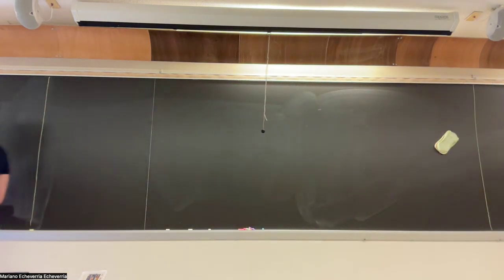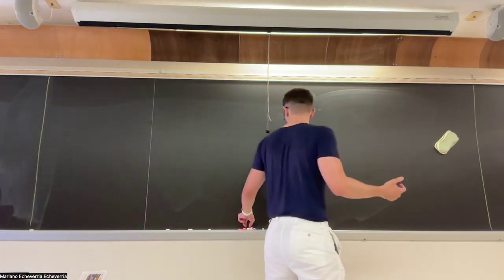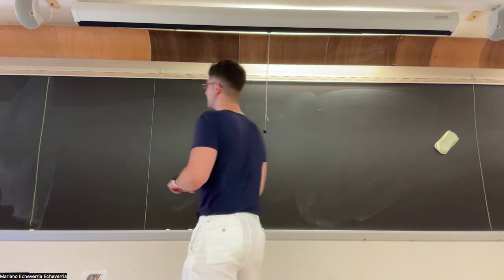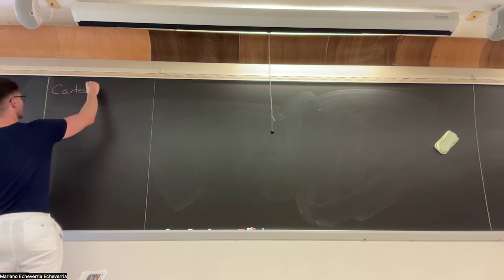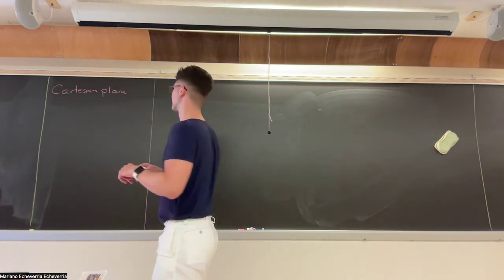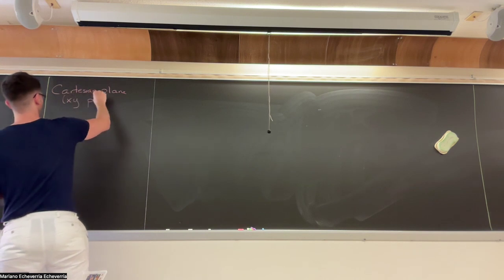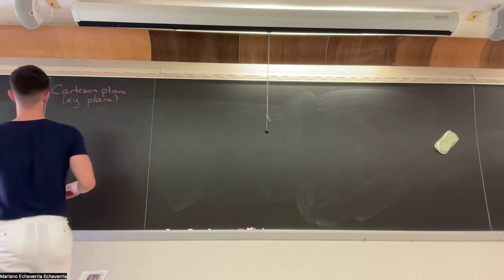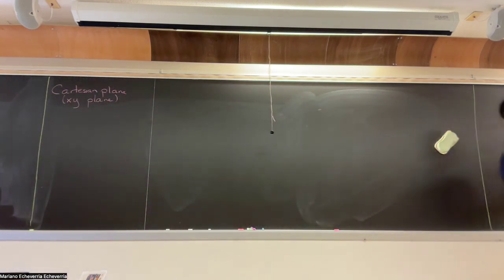Just before doing that, let me remind you what I told you yesterday about the Cartesian plane, because that's where all the pictures will take place. Sometimes you can also call this the XY plane. Those two names I'll use interchangeably. The way it's set up is that you take two lines which are perpendicular to one another.